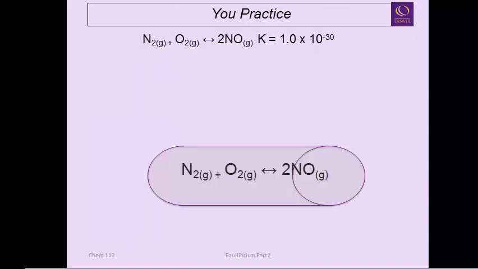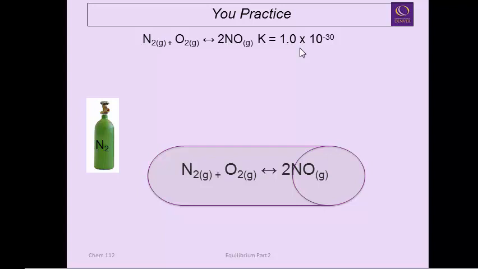So here's an example for you to practice. So what we've done is now we have a gas reaction. We've got nitrogen reacting with oxygen to make NO. And as you can guess, it isn't very probable that this is going to happen, because nitrogen and oxygen are very available in just air. So the K is very low, e to the minus 30.